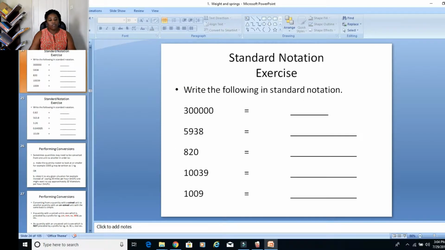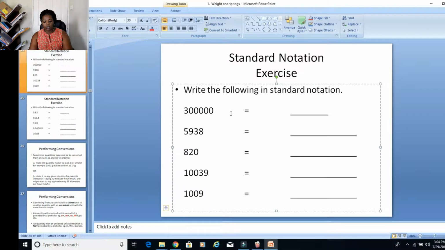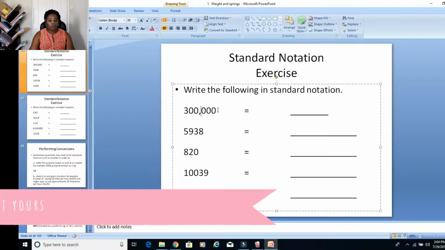So here we go. Here we have 300,000. If I put a comma there, it will be even easier to read: 300,000. With this, you will notice that you want only one number to the left of the decimal place. When you're writing standard notation, you just want one number. So in this case, the point will move here 1, 2, 3, 4, 5. So it will move 5 times to the left.